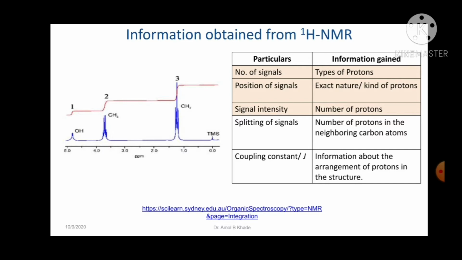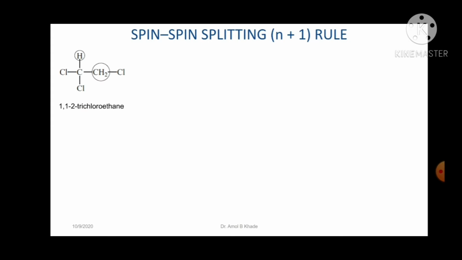Then the last is the coupling constant, that is the J value, also called scalar coupling. This coupling constant gives information about the arrangement of protons in a particular structure. In this session we will be discussing the splitting phenomena, also called spin coupling. This can be understood by this simple classical example of 1,1,2-trichloroethane.